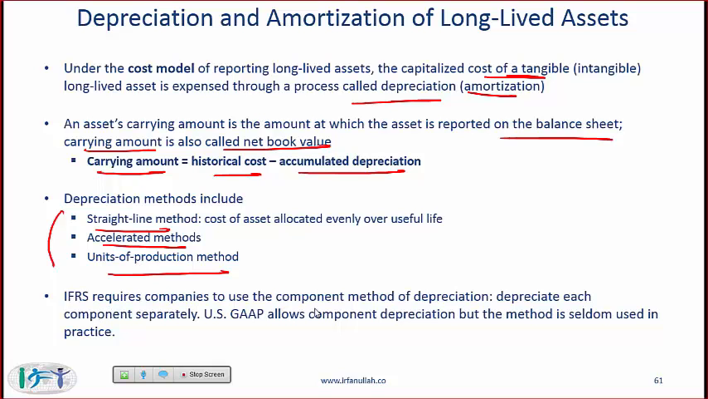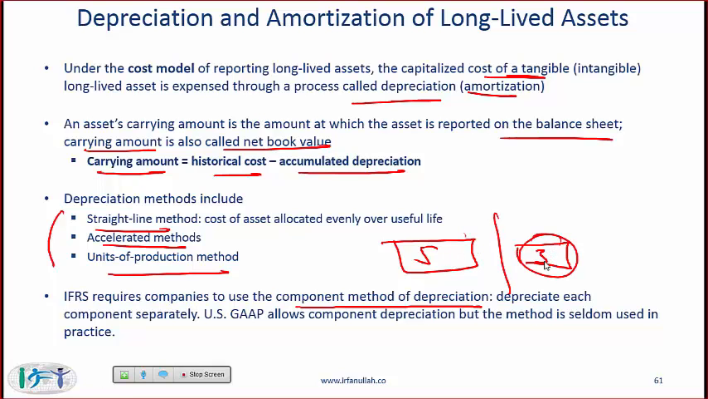IFRS requires companies to use the component method of depreciation, which means that if you have a machine with two major components, one component has a 5-year life, the other has a 3-year life, then IFRS says that you depreciate the 3-year component for 3 years and the 5-year component for 5 years. US GAAP allows component depreciation, but the method is seldom used in practice. So the distinction is that IFRS says required, US GAAP says optional.